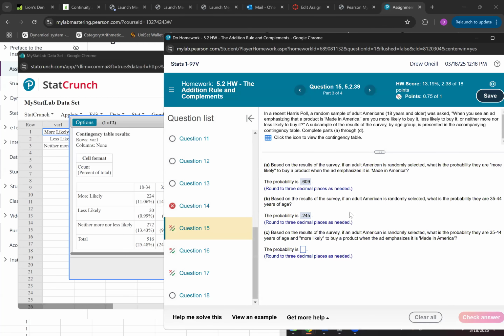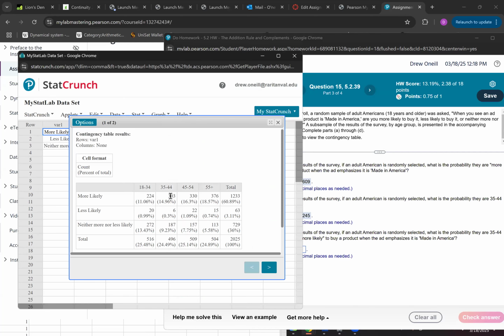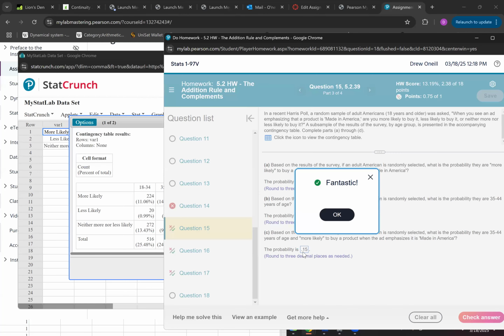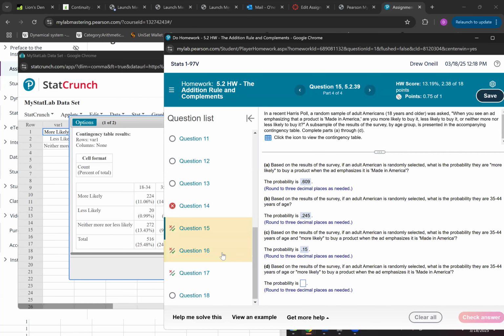And then the probability that they are 35 to 44 and more likely, that's this row right here. These are the more likely and 35 to 44. You can see the percent there is 14.96%. So it just wants me to convert that to a decimal, and that's 0.15. Okay. So that's that.